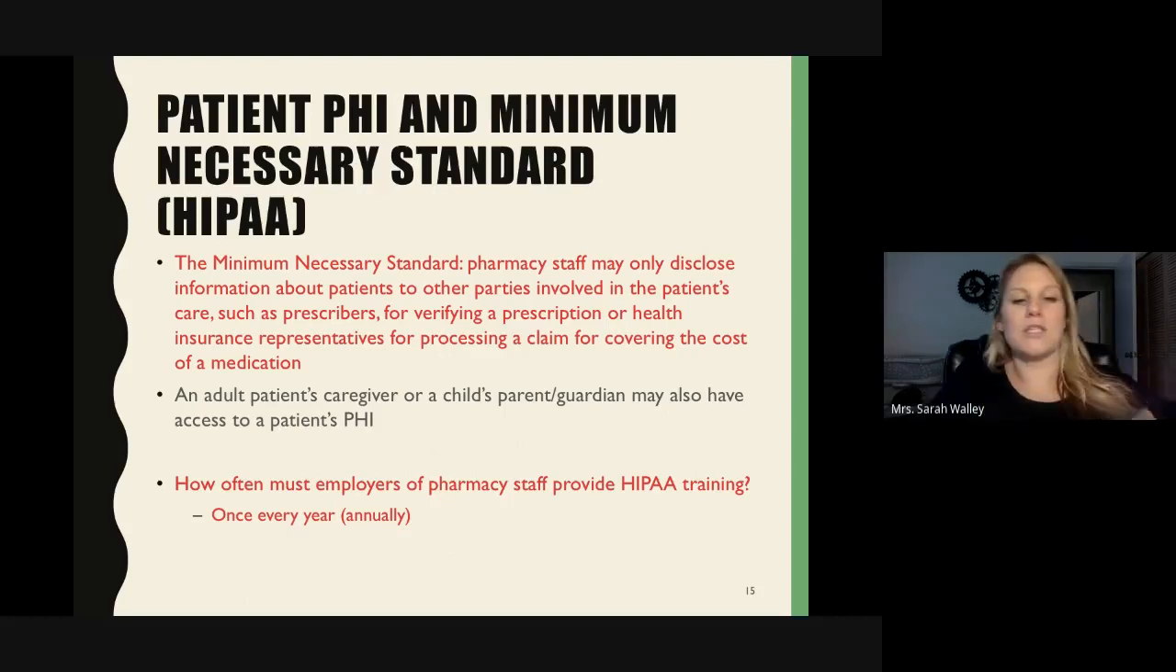And then another question they wanted you to know as it relates to this is how often must employers of pharmacy staff provide HIPAA training? And it's once a year. So once a year in your pharmacy, if you work in a pharmacy, you should be getting HIPAA training once a year.